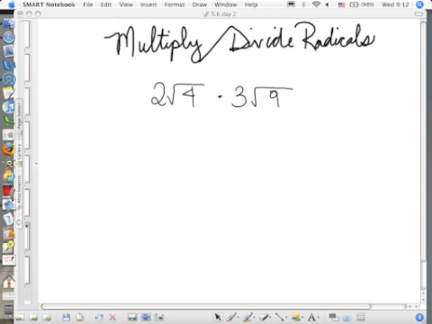Yesterday, when we talked about adding and subtracting radicals, we compared the rules for those with those of fractions and variables, where we said everything had to be alike. You only added the whole numbers, and the radicals did not change. Well, with multiplying and dividing radicals, it's the same thing as fractions and variables.